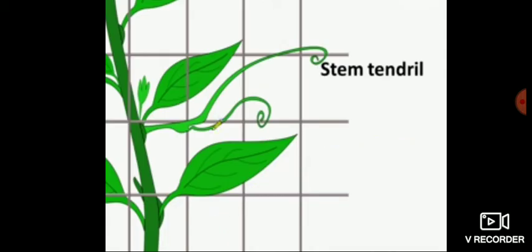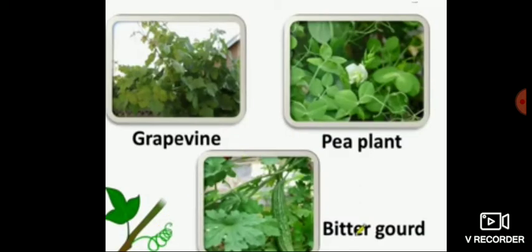They are of the following types. First, stem tendril, stem that provides support. They are supported by thin, long, spring-like structures called tendrils that grow from the stem. Tendrils coil around some external support, such as a pole or a branch of a tree. Stem tendrils are found in grapevine, pea plant, bittergourd, etc., because they have a very weak stem.